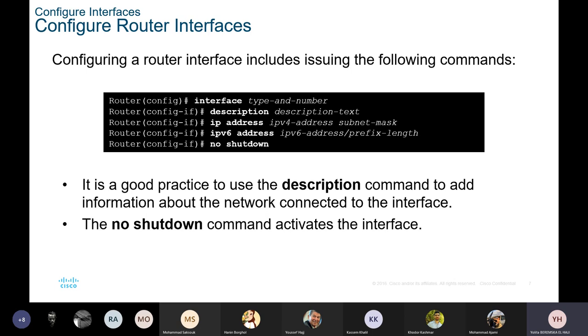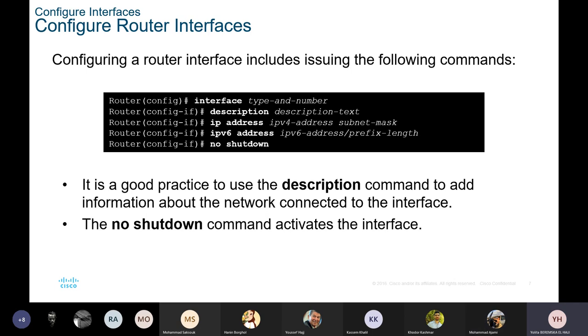Next is the IPv6 address. You see the difference between the two? The ip address command is for IP version 4 addresses, 32 bits. The ipv6 address command is for 128-bit IP version 6 addresses. So here you put the address and slash the prefix length. That will give how many of the most significant bits of the address we give to the network address.